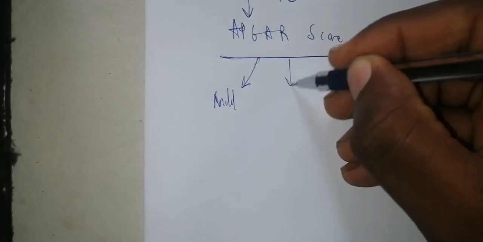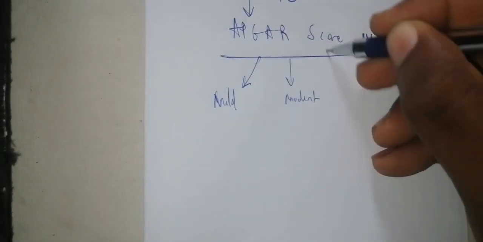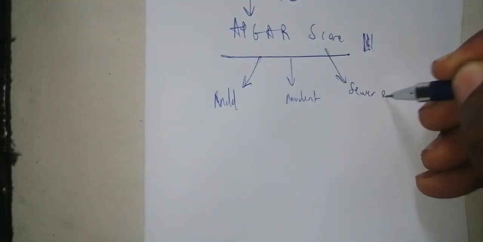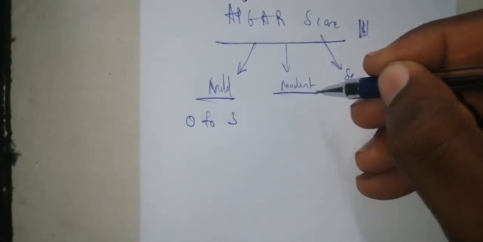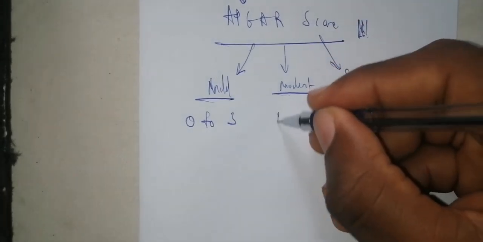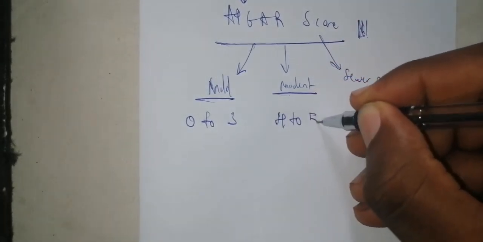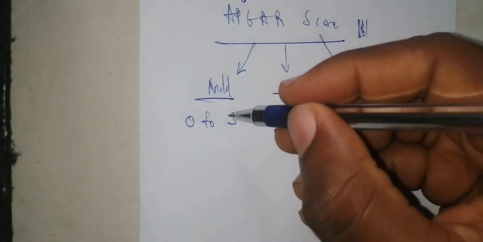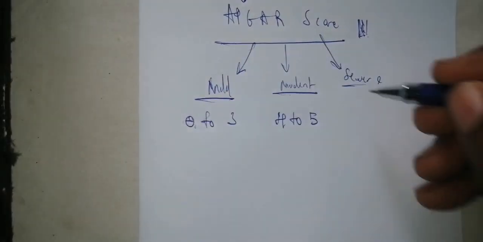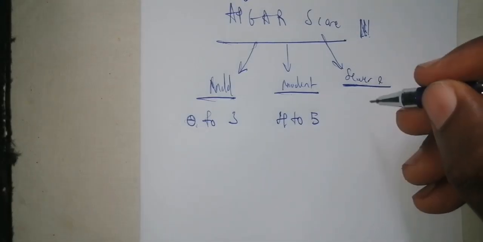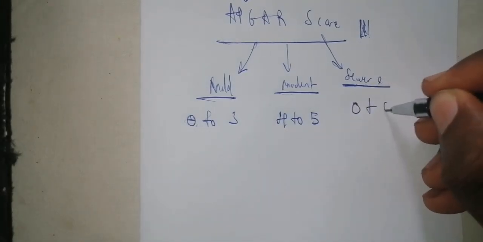You need to know that based on this Apgar score, you can classify birth asphyxia into mild, moderate, and severe birth asphyxia. Now, mild birth asphyxia is when the Apgar score is 0 to 3. Moderate birth asphyxia is when the Apgar score is 4 to 5. I just made a mistake. Severe birth asphyxia is when the Apgar score is 0 to 3.